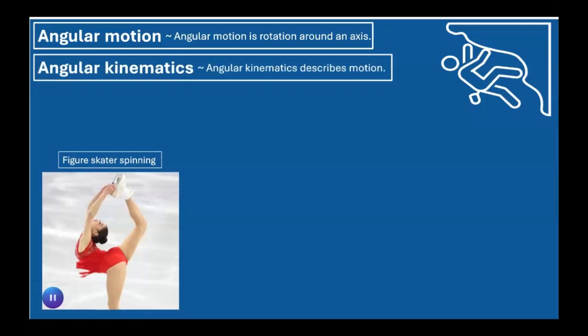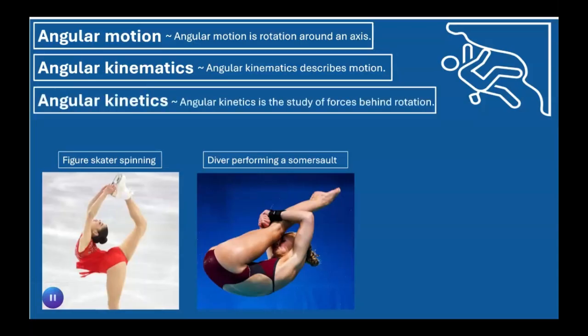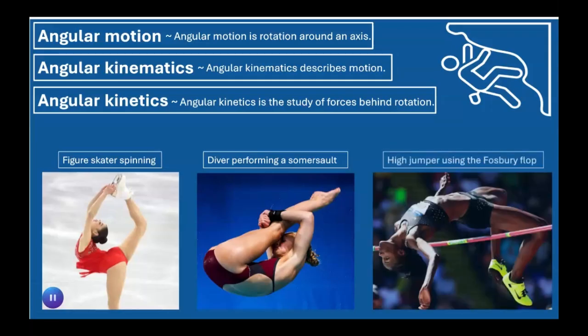Angular kinematics describes motion. For instance, it is used to describe how much a diver rotates during the execution of a somersault. Angular kinetics is the study of forces behind rotation, such as in high jump, the performer arches their back during the execution of a Fosbury flop to clear the bar. The rotation during this movement relies on angular kinetics.